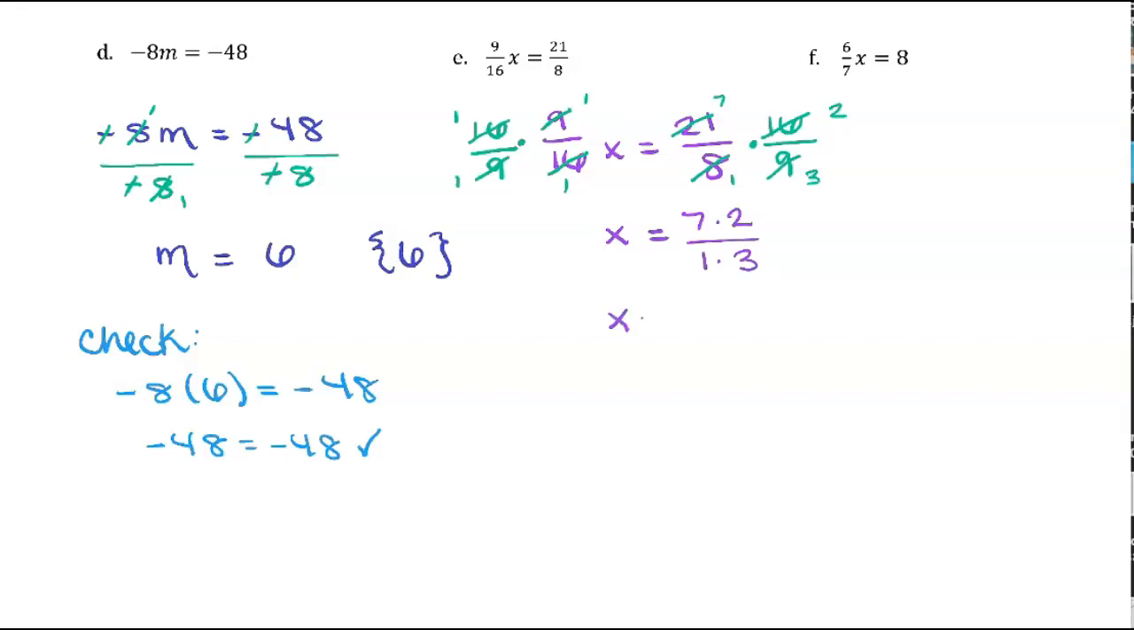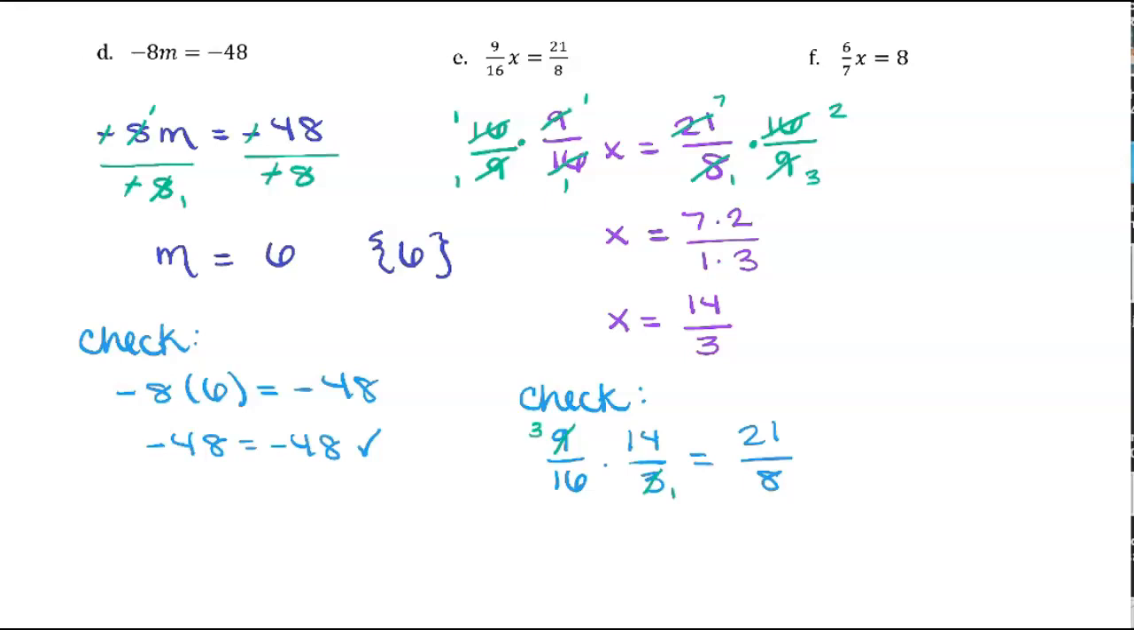7 times 2 is 14. 1 times 3 is 3. So we have a solution of x equals 14 over 3. Let's double check. Substituting in x for 14 over 3, we have 9 over 16 times 14 over 3 equals 21 over 8. Simplifying on the left side, 3 goes into 3 one time, 3 goes into 9 3 times.